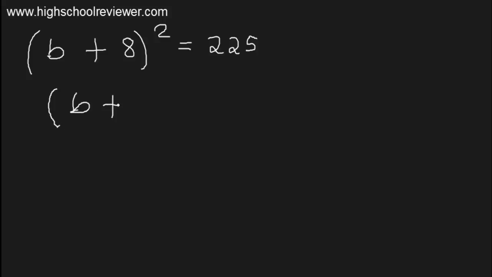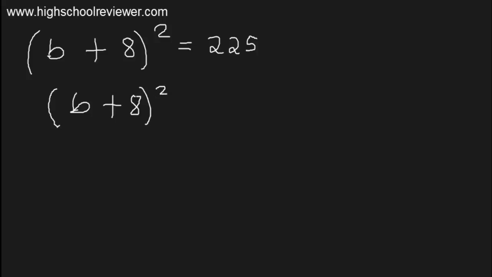Solving quadratic equations by extracting square roots. Our next problem, we have the quantity of b plus 8 raised to the power of 2 equals 225. So to find the value of b, first we need to extract the square roots of both sides of the equation. To do this, we are going to raise both sides of the equation to 1 over 2. So this will be b plus 8 raised to the power of 2.